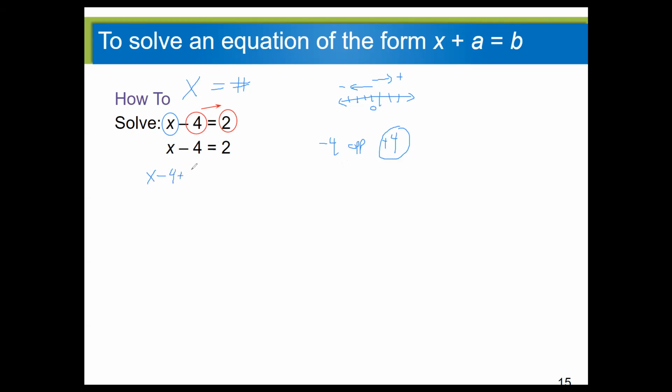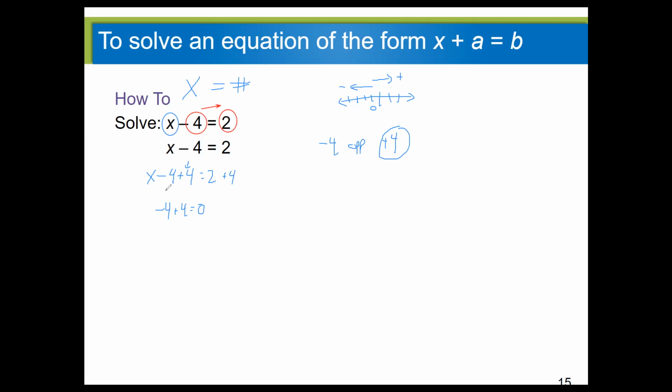But whenever I do something to one side of an equal sign, I need to do the same thing to the other side of the equal sign, like this. See, I'm adding 4 to both sides. So when I do my math, I say x, x is still x, and I have -4 and +4. Well, -4 plus 4 equals 0, right? If I start at -4 and I add 4, I get 0.